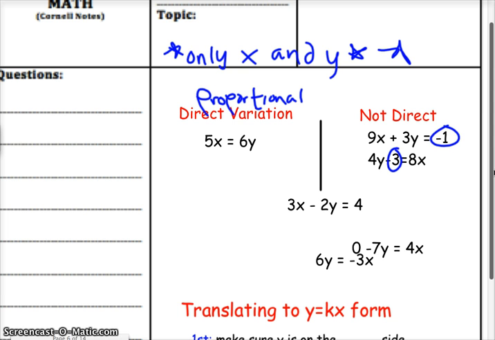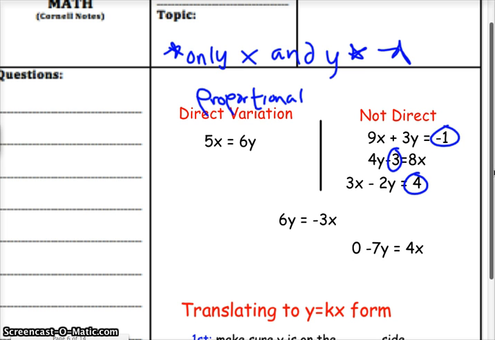3x minus 2y equals 4. Direct or not? Not. I have the 4. I only want x and y. 6y equals negative 3x. Ryan? Direct. I only have x and y.